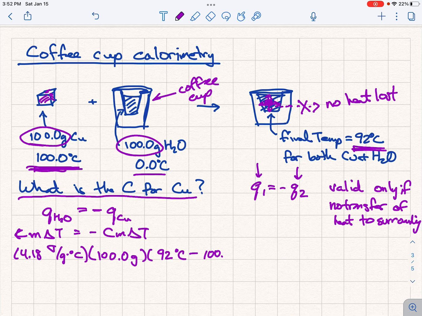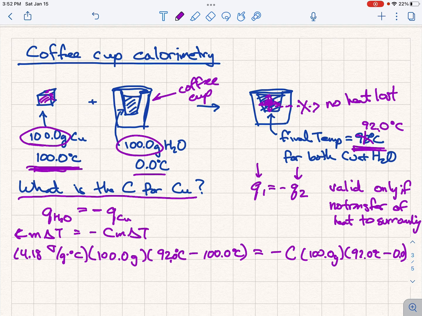I think I messed up setting this problem up. I wanted this to be 92.0. My bad, sorry. Okay, so 92.0 degrees Celsius. And that's going to be equal to, now on the copper side, we don't know the heat capacity of copper. That's what we're solving for, so we're just going to leave that as C. We've got 100 grams of copper. We've got a final temperature of 92.0 and an initial temperature of 0. So that's easy. Okay, so now we're going to simplify things down here.